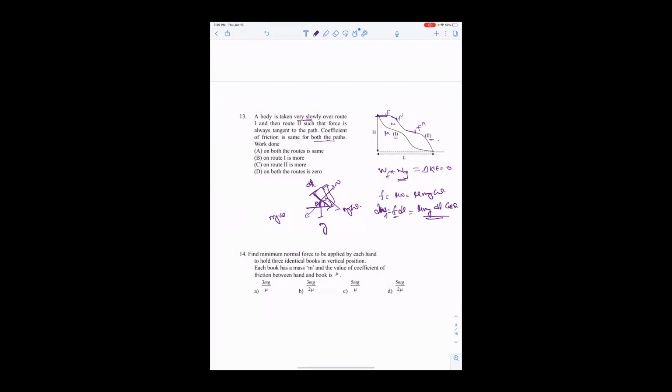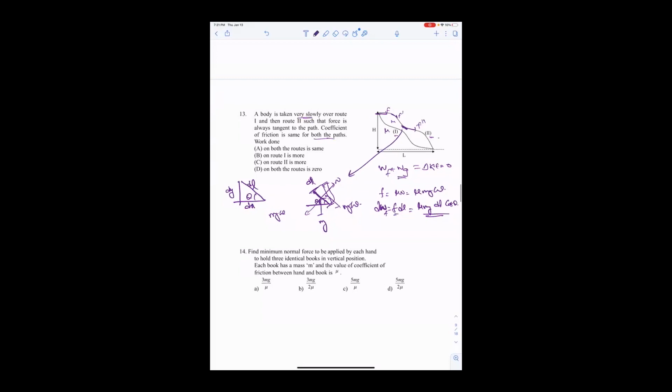Now in this triangle, let me draw this. This is the triangle with dl. The horizontal displacement is dx, vertical displacement is dy, and the length is dl. So I'm expanding this small length here. You understood? So I can write dx is equal to dl cos theta. Instead of dl cos theta, I will write dx. So the small work done is mu mg dx.